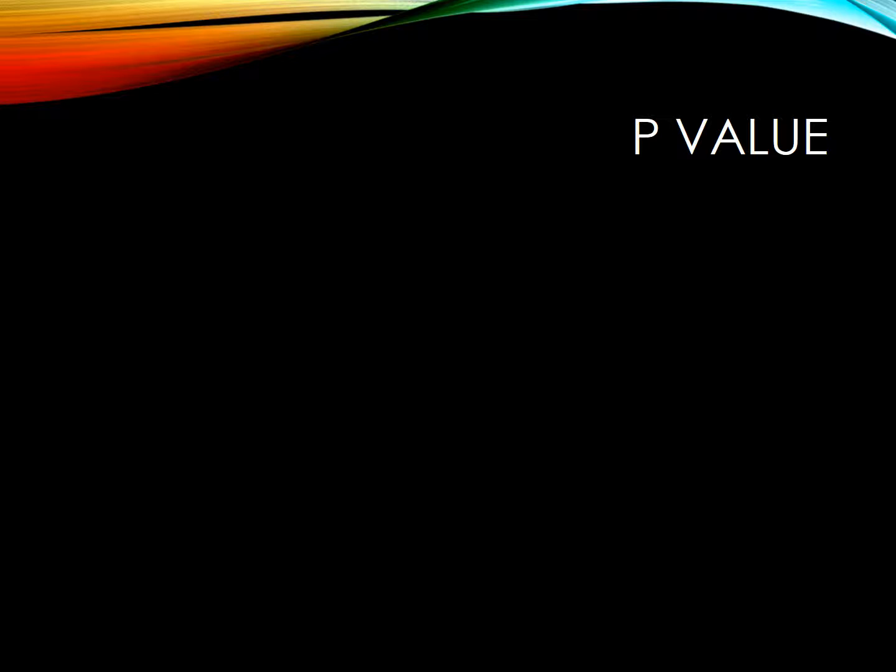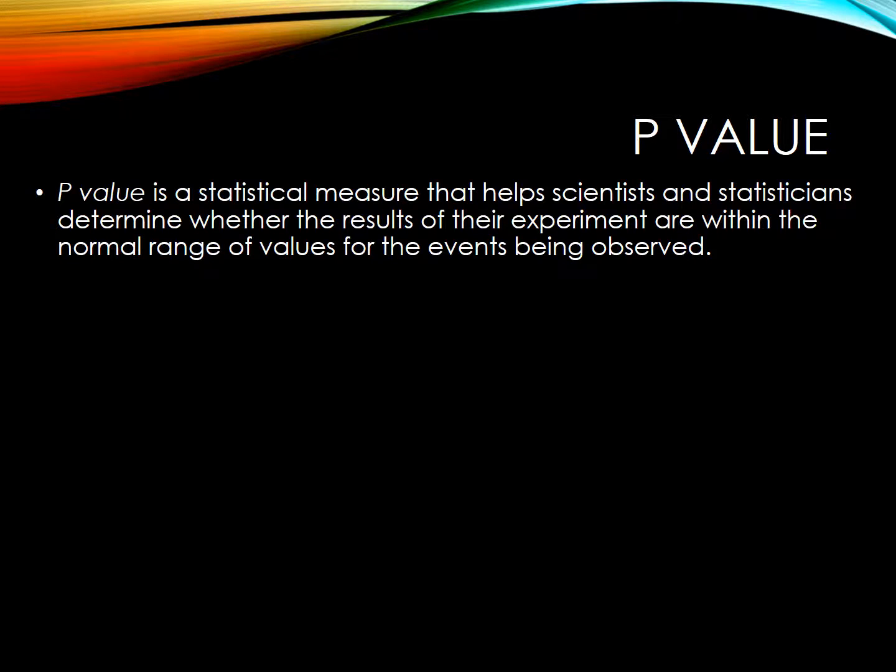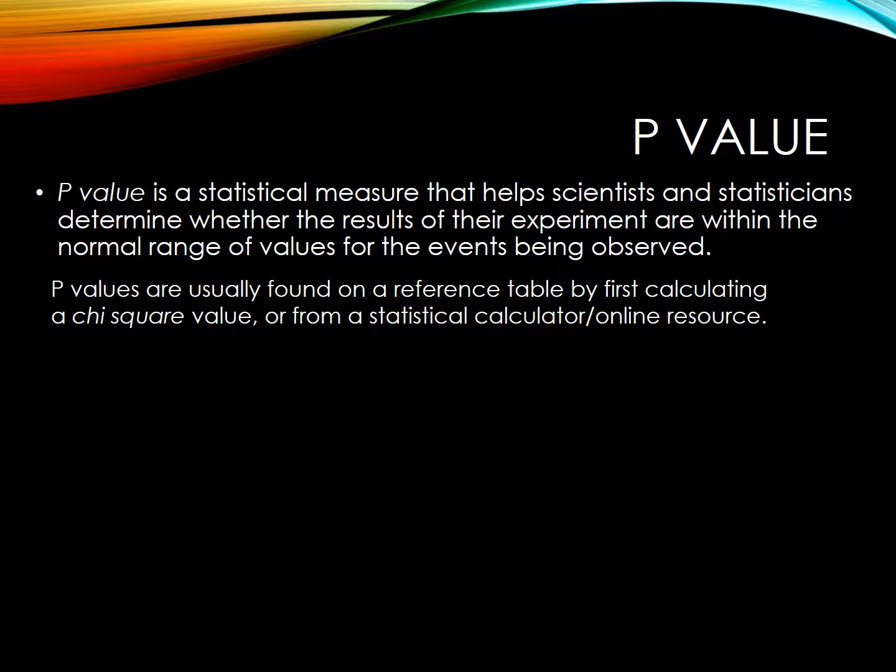So a p-value is basically a probability value. It's a statistical measure that helps scientists understand whether the results of an experiment are within normal range of the values for the events being observed. Said another way, it's really just determining, are these new results I'm seeing a fluke or not? What is the likelihood of this being a fluke? Usually you'll find a p-value on a reference table, but you have to first calculate a chi-square value. We're going to walk through that in a moment.